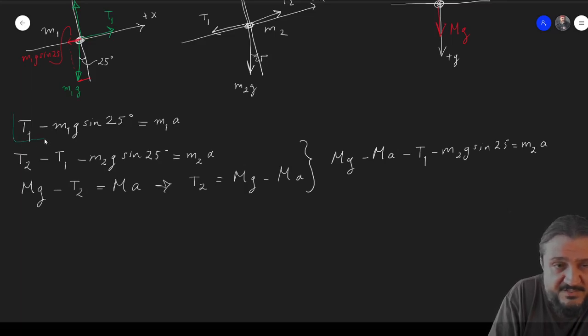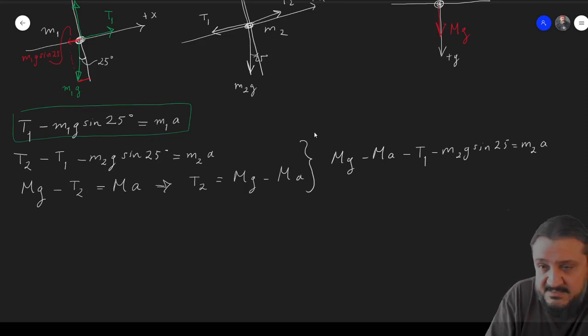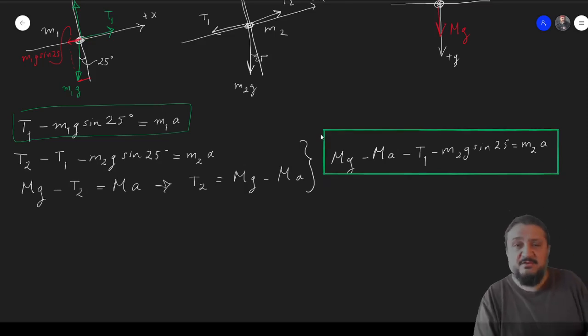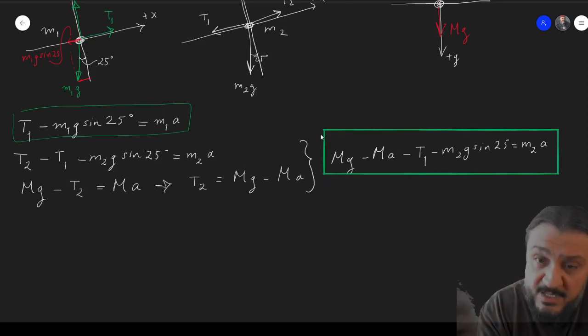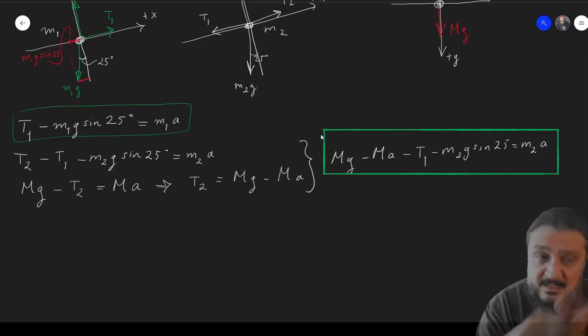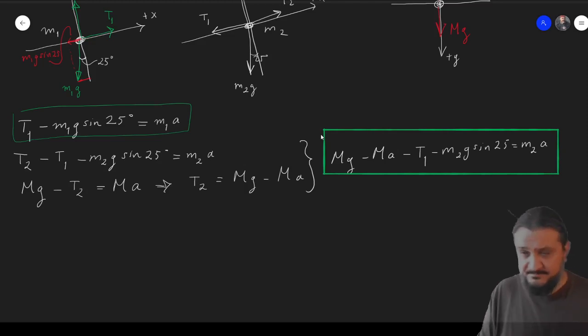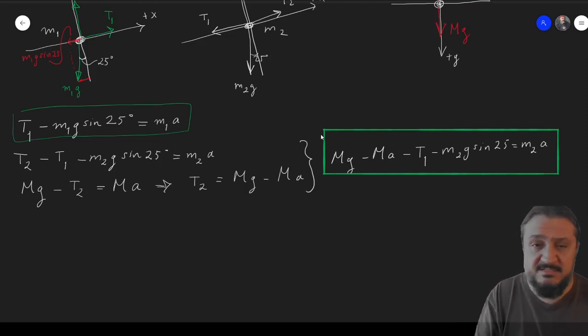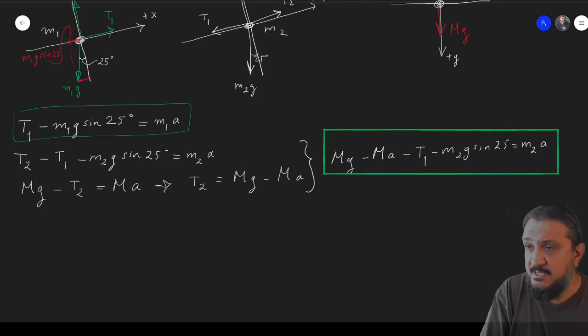This is your first equation. From now on, you have to worry about this. And this is the second equation. Because we got rid of T2. We're going to come back to that later. But the unknowns are A and T1. All right? Do the same trick. Or simple. Let's do a different trick now. Let's add these equations.